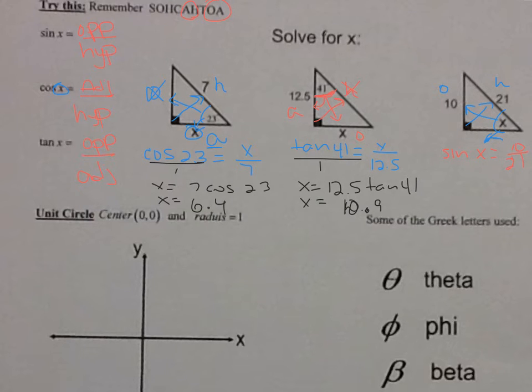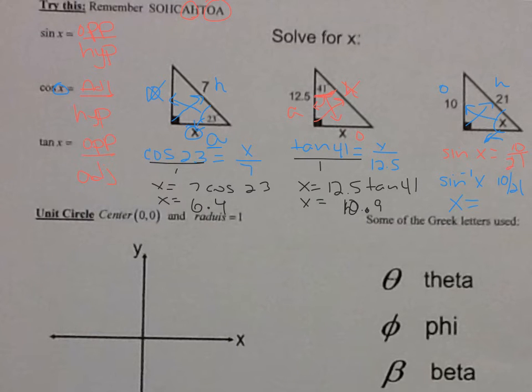Now, when you're looking for an angle, this is an angle measure I'm looking for, you use the inverse key on the calculator. That's sine to the negative 1 power. So you do second sine, and then you type in 10 divided by 21.